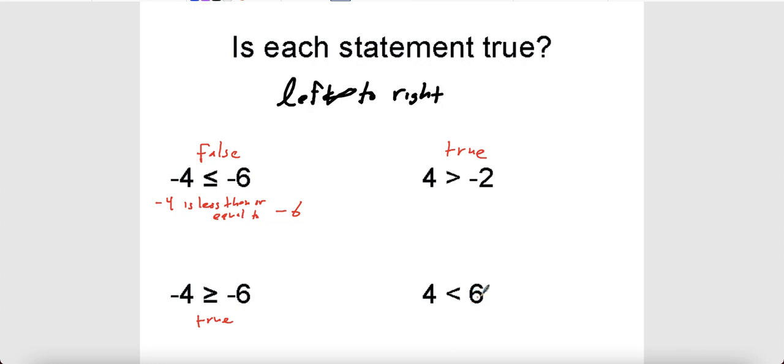If you're ever confused, just think about, okay, circle the one that the mouth is eating, and then decide, is that one actually greater? Is that more to the right on the number line? And yes, if that's the case, then it is a true statement.